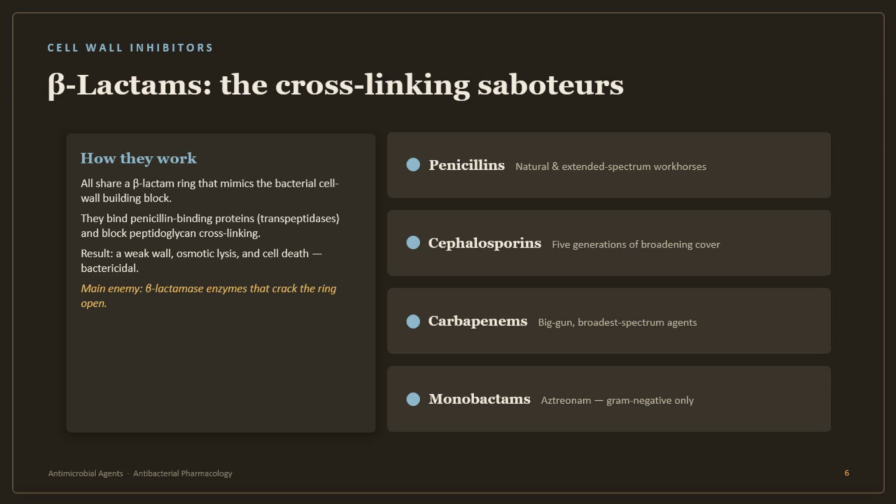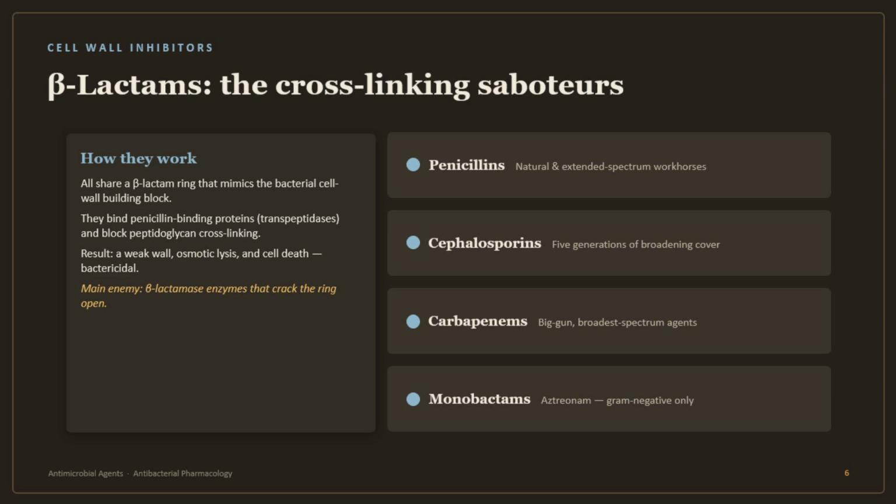The result: a weak, flimsy wall. The cell swells, water rushes in, and it bursts open by osmotic lysis. That's bactericidal killing in action. Their great enemy: beta-lactamase enzymes, which bacteria use to crack that ring wide open and neutralize the drug. Remember that villain, it's going to come up again and again.